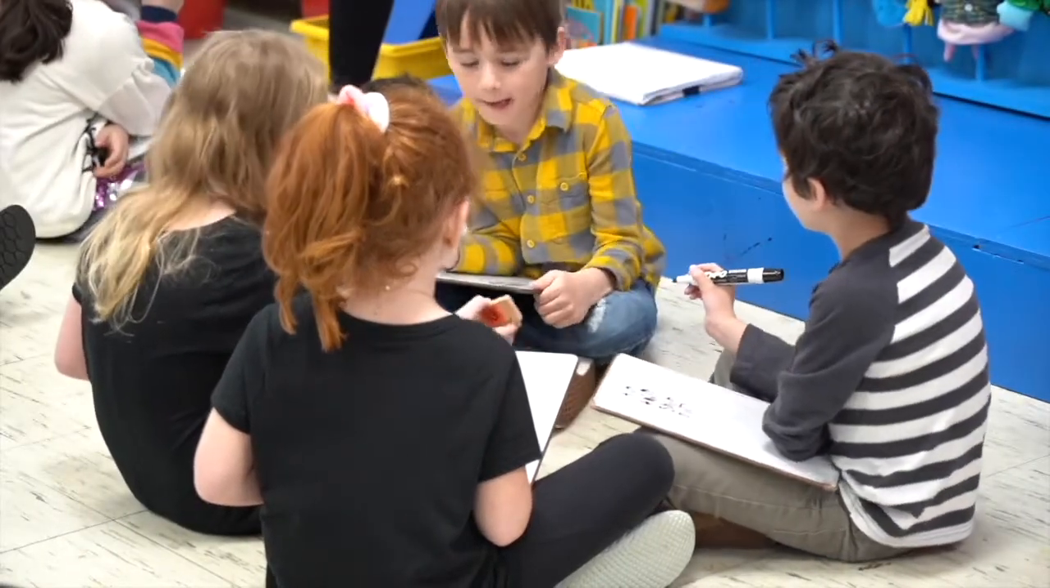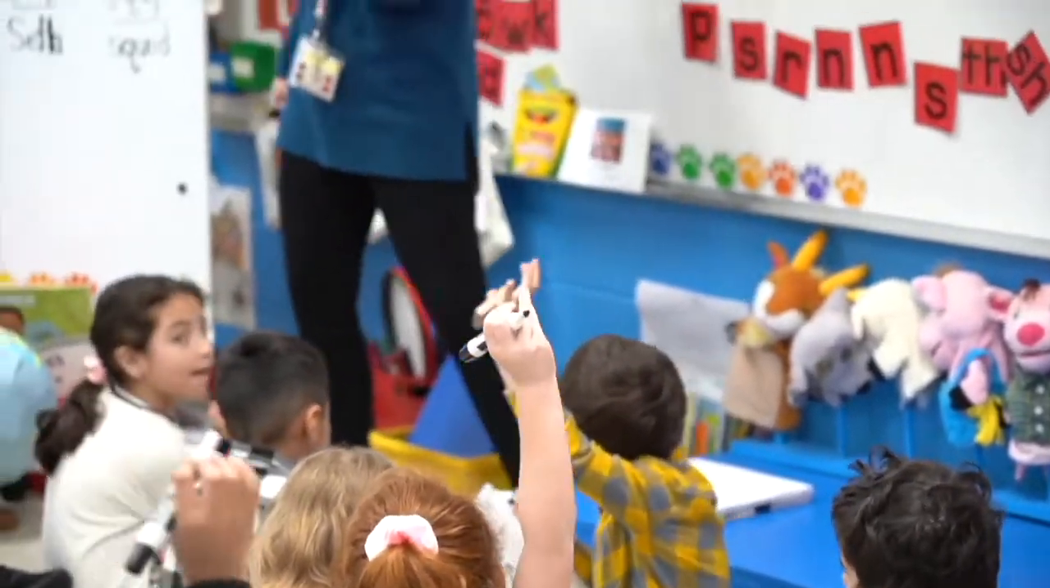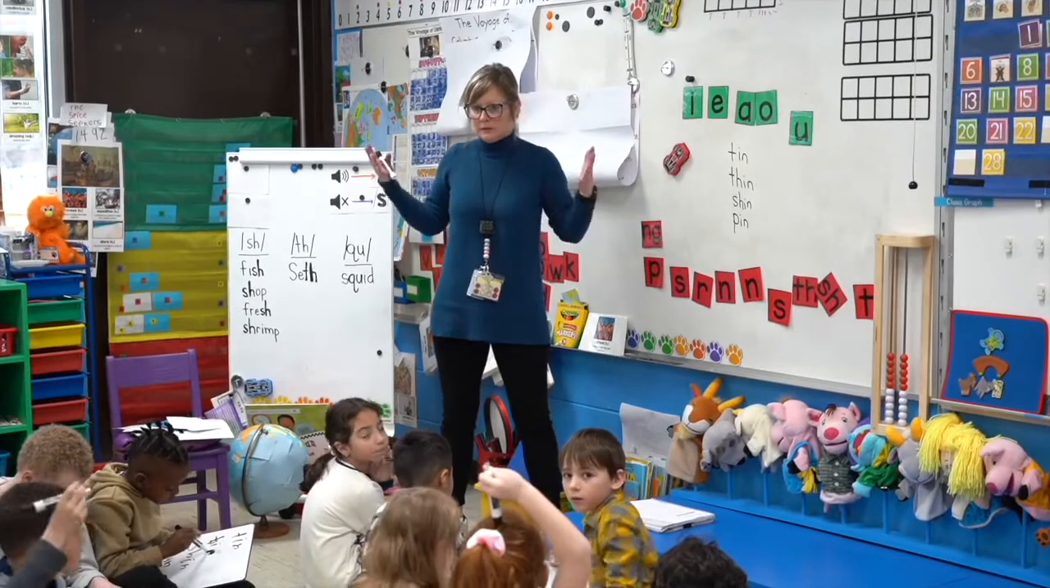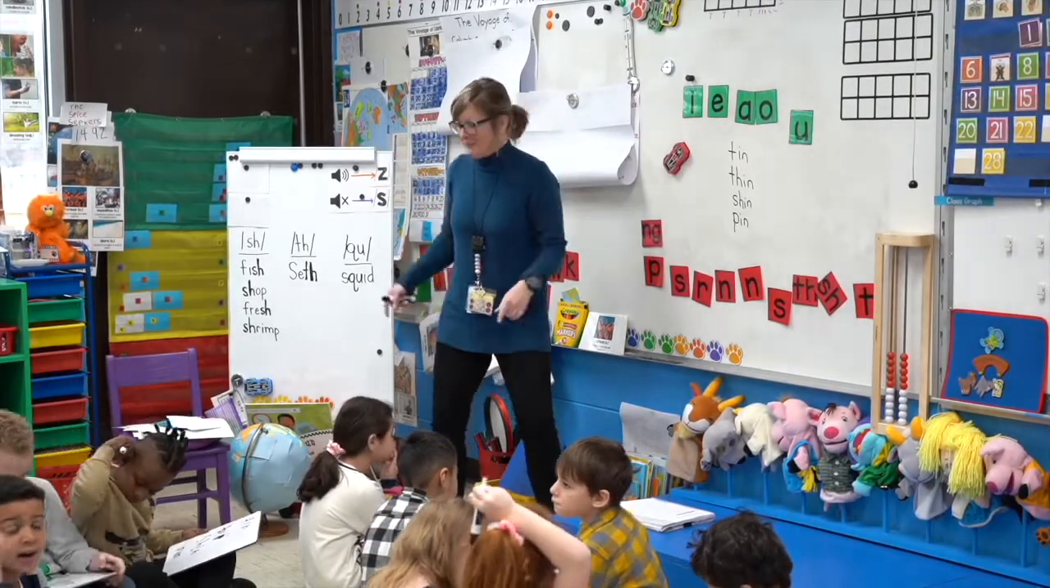Okay, 3, 2, 1. Give me a ticket. Why did I have you write all those words? Real quick, let's go with Daniel. Daniel, why are all those words, how are they alike? Because they all have in.